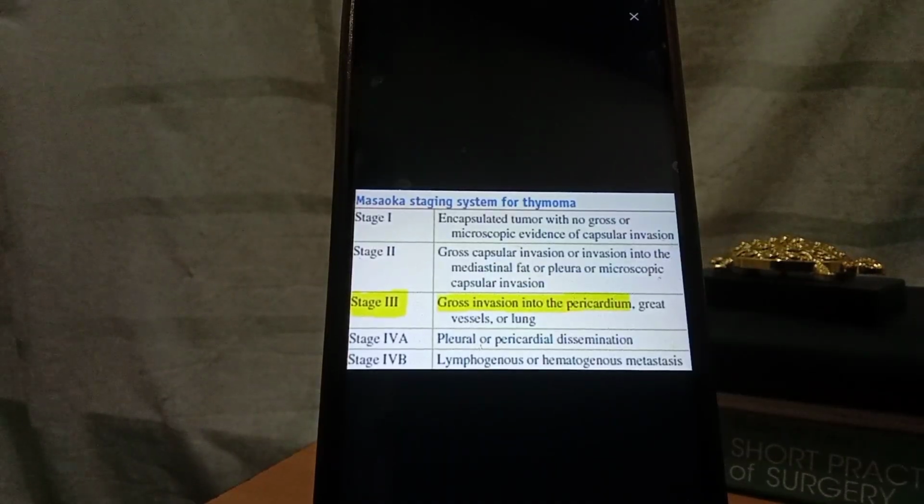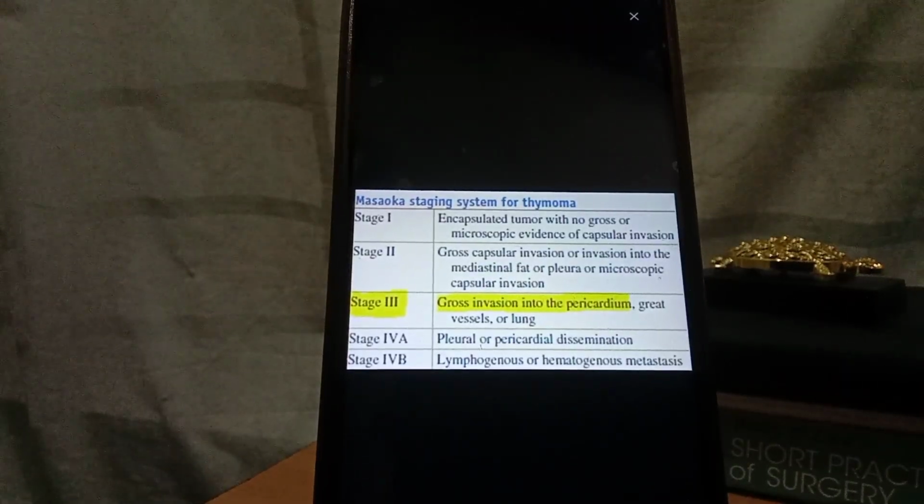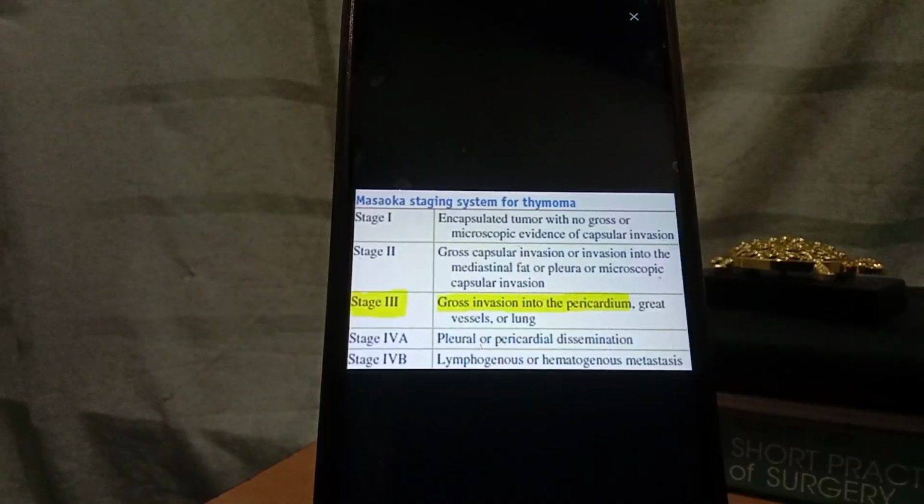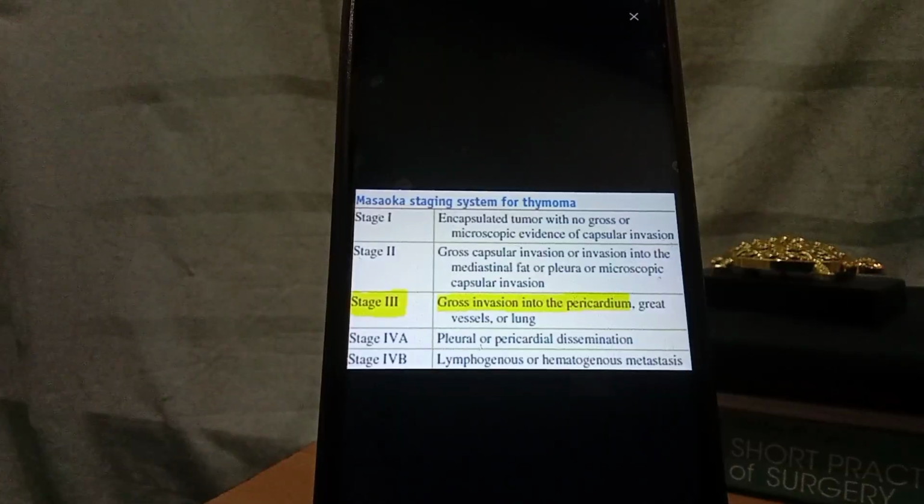So stage 1 is encapsulated tumor with no gross or microscopic evidence of capsular invasion. Stage 2 is capsular invasion, which is gross, and/or invasion into the mediastinal fat or pleura, or microscopic capsular invasion. Stage 3 is gross invasion into the pericardium, great vessel or lungs. Stage 4A is pleural or pericardial dissemination. Stage 4B is lymphogenous or hematogenous metastasis.